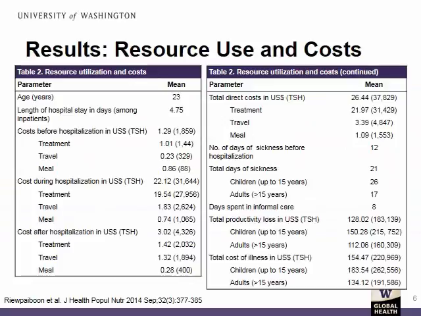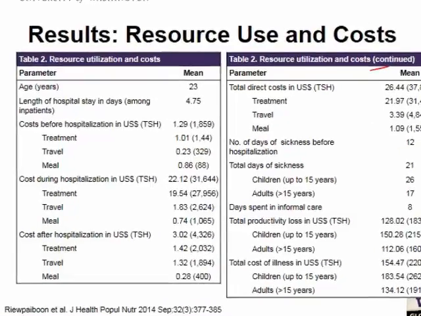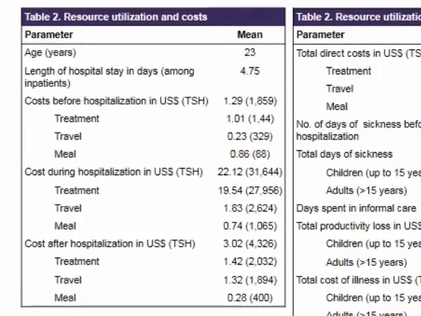Then the results for resource use and costs. So this table was table 2, resource utilization and cost. And this is a continuation of the same table. So they had age, length of hospitalization was about 5 days. Then cost of hospitalization, they had a total of 1.29, and these are in US dollars, although they have local currency units in brackets, so this is 1800 Tanzania shillings. But they had a treatment cost, a travel cost, and a meal cost.